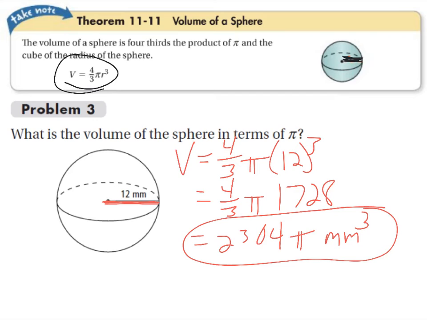Okay, so with this again, 4/3 pi r cubed, only the radius is going to get cubed. So cube the radius, multiply it by 4/3, and if they want you to leave it in terms of pi, then you're done. Otherwise, you would multiply pi into it, and you would round it to probably the 10th place or however they want you to.